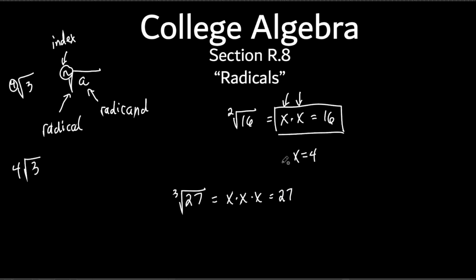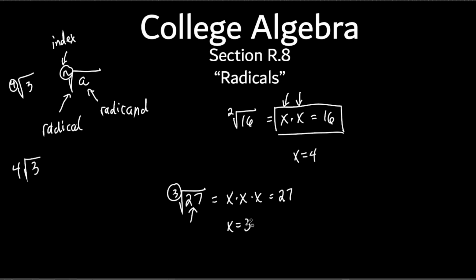9 times 9 times 9 is 27? 3. Right, 3 times 3 is 9, times another 3 is 27. So when you have this little number up there, that means what number times itself 3 times is equal to this number inside the root. Everybody got it? And obviously x would be 3. You okay with that?